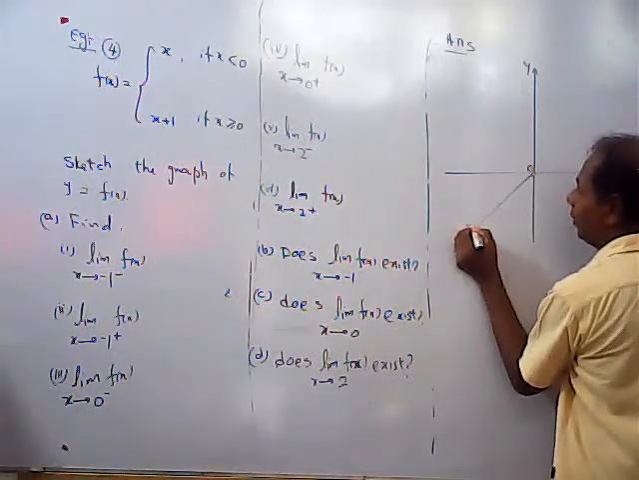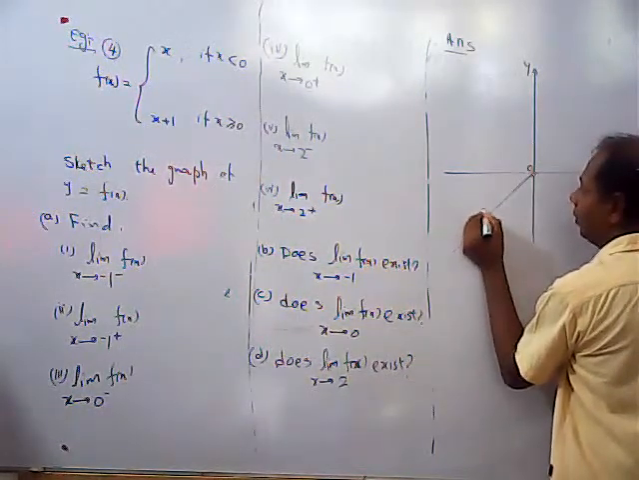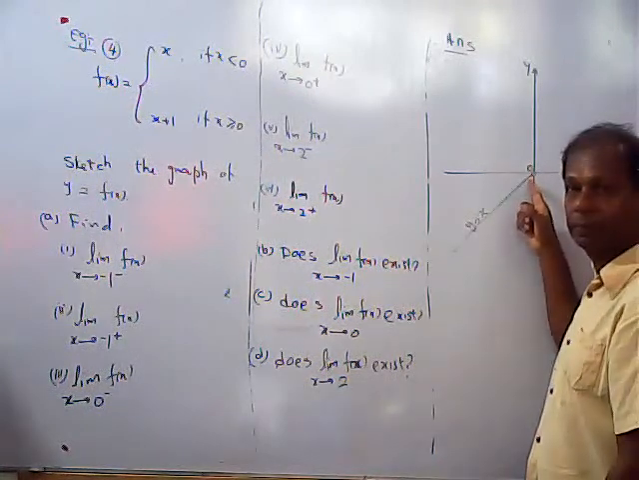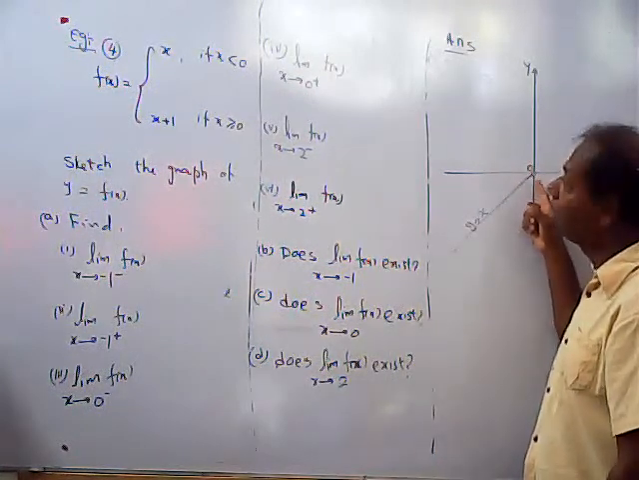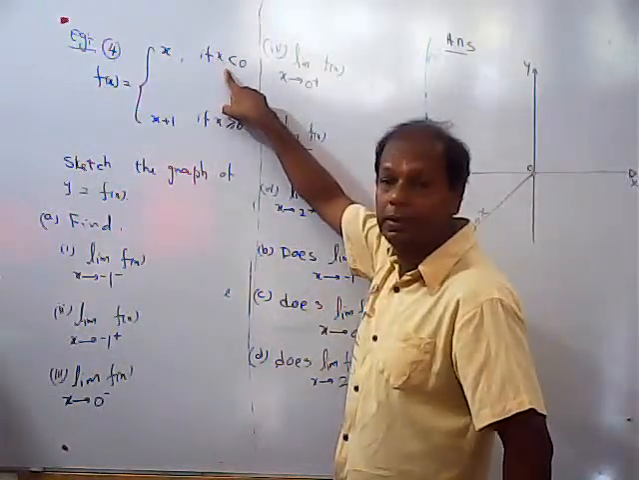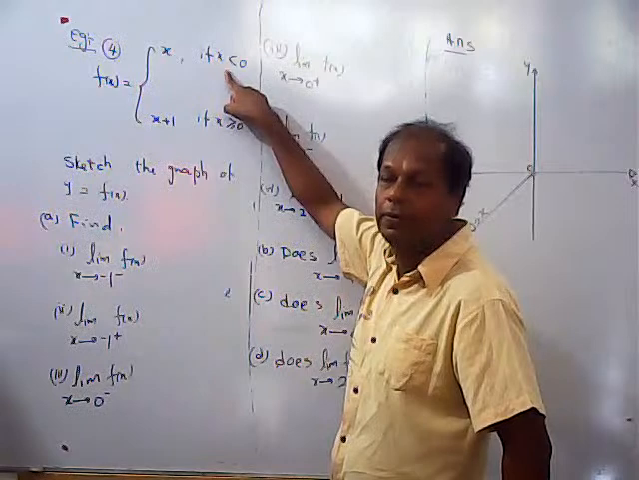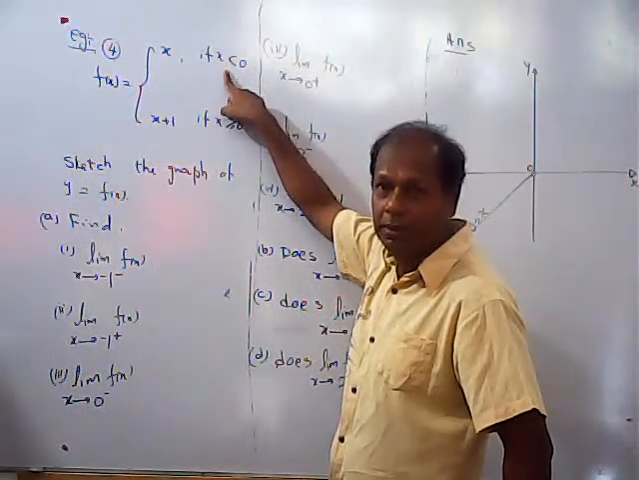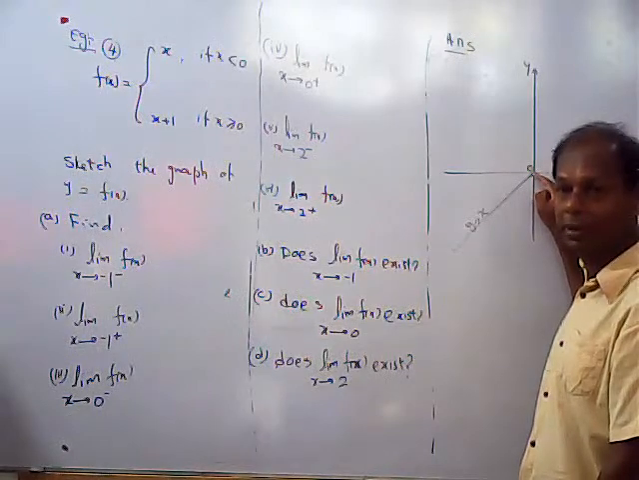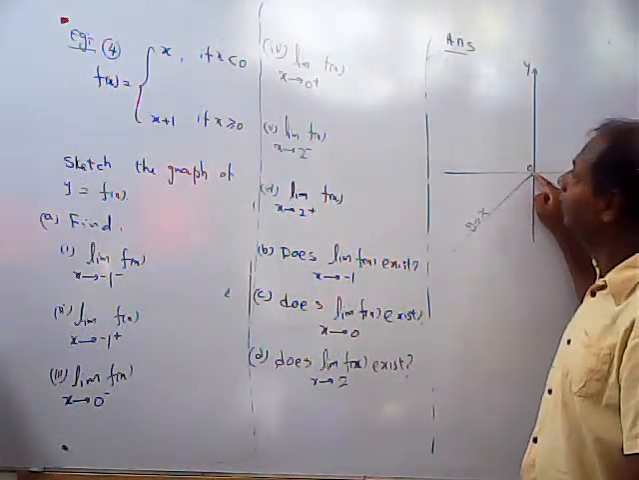This is y equals x. What about the endpoint? Including or not? Here there is no equal sign, therefore the endpoint is not there. So you have to leave it as an empty circle. You don't color it, an empty circle.